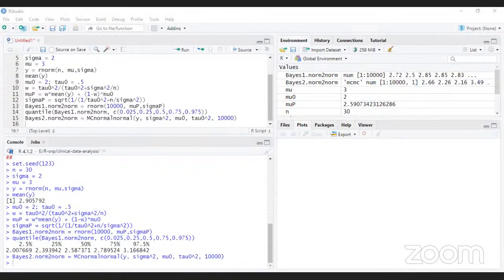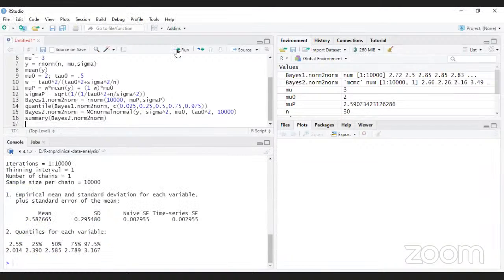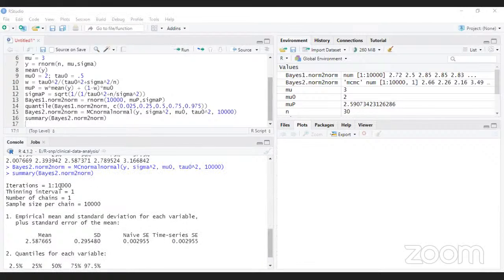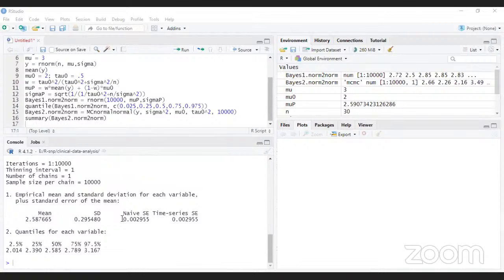Finally, you are printing the summary. So you can see your iteration is 1 to 10,000. Thinning is 1, number of chains 1 taken, mean, standard deviation, time-series standard error, naive standard error, you can see here, and the quantiles.